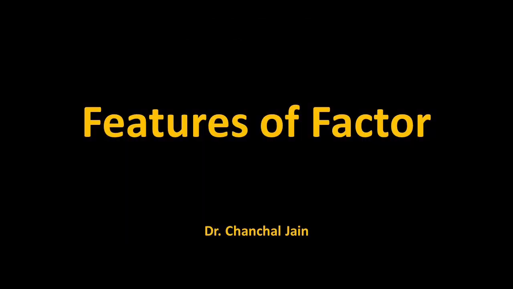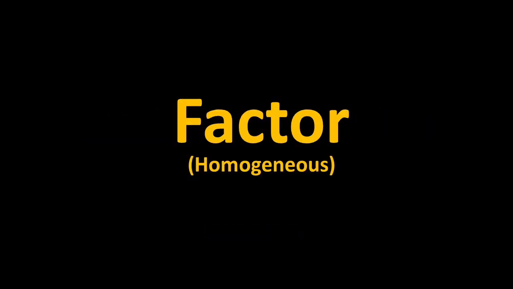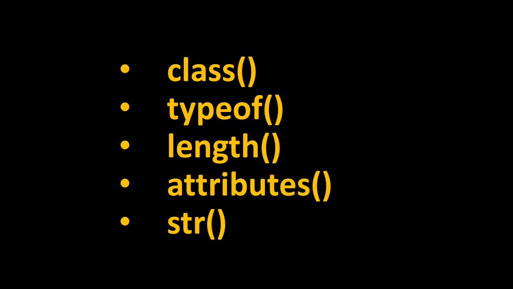Lastly, I will explain the features of the factor data structure in R programming. The factor data structure in R programming is homogeneous in nature. That means it can store elements of the same data type. And to get the characteristics of the factor data structure in R programming, we can use 5 functions named class function, typeof function, length function, attributes function, and structure function.